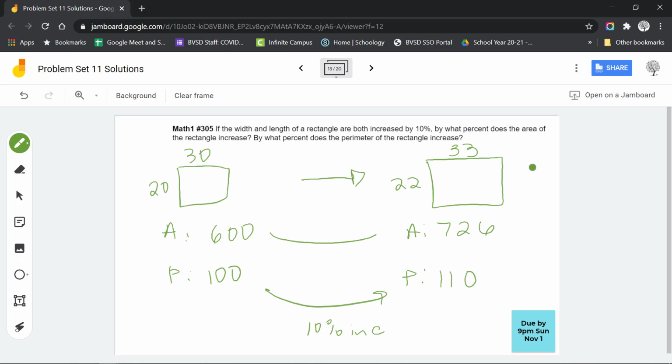But from here to here, that's a little harder to see. So I'm going to do a calculation. Well, the increase was 126. And I'm going to compare that to the original being 600. If I go ahead and divide those, I get 0.21. So this is a 21% increase in the area.